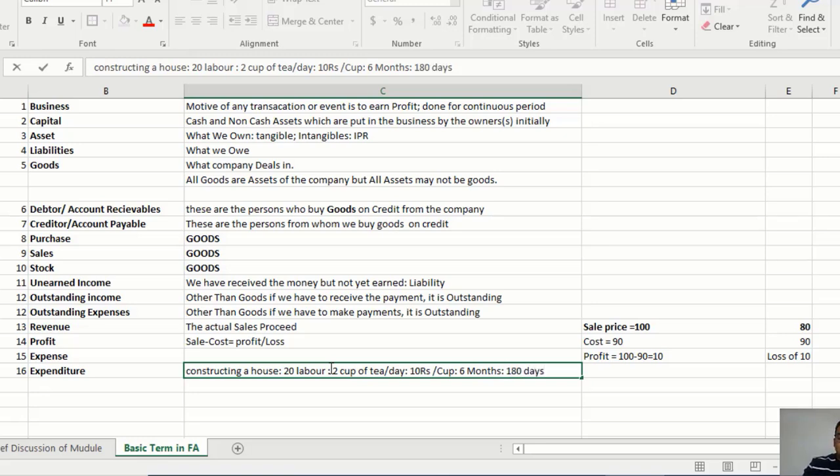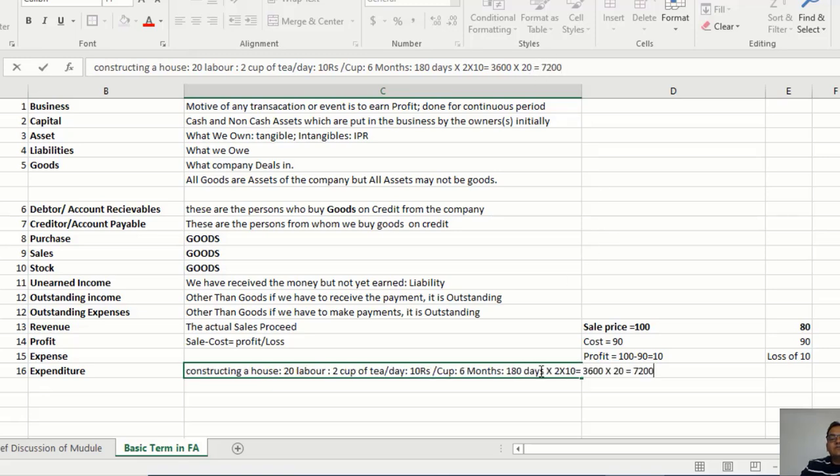180 days, multiplied by how many cups per day? 2 cups daily. And what is the cost per tea? 10. So how much will you spend? You are going to spend 3600 rupees for this tea for one labor. Oh, we have not multiplied with 20 laborers, sorry. So 20 laborers, now 7200.